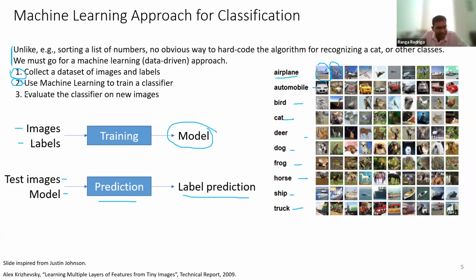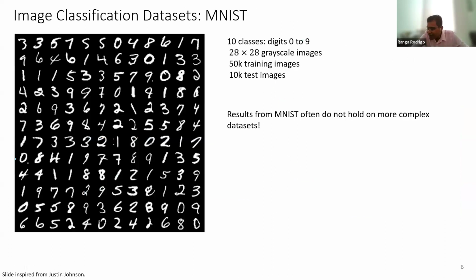So we will evaluate the classifier on new images. This is the paradigm that we use for image classification with training. Okay, so we'll briefly look at the existing data sets first.